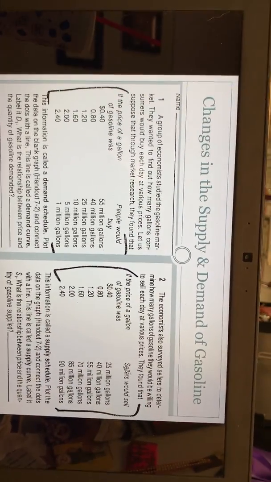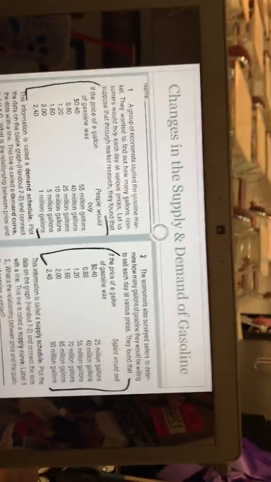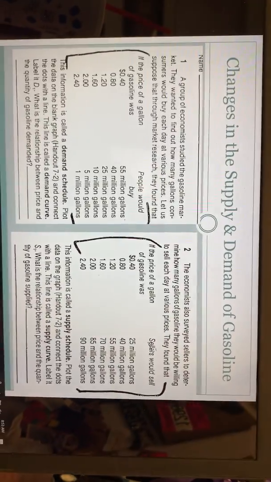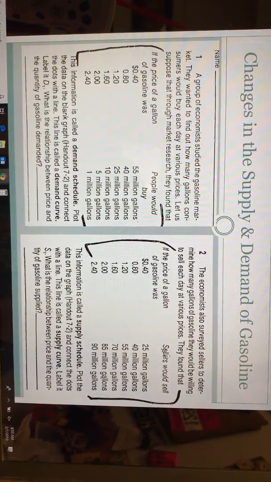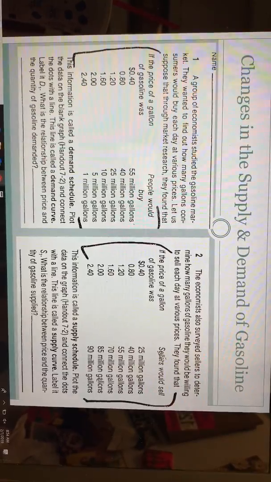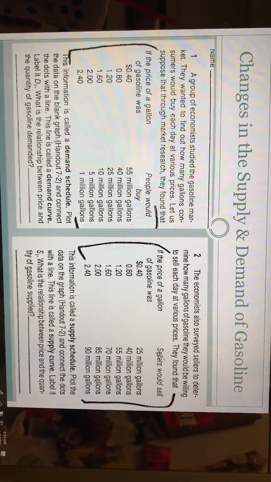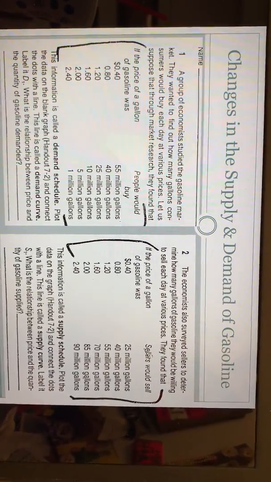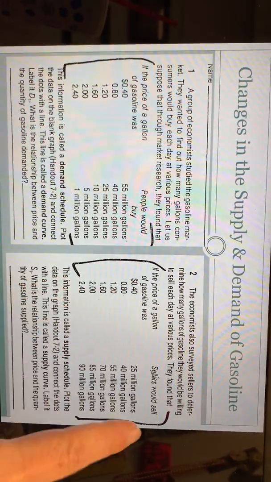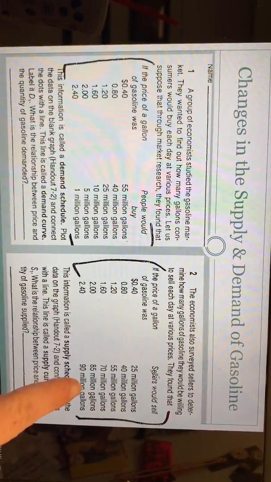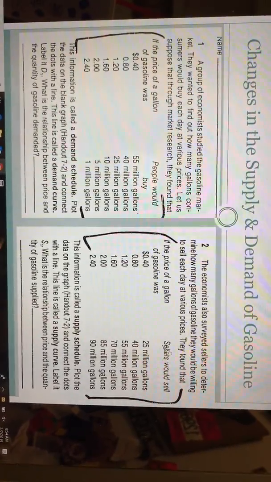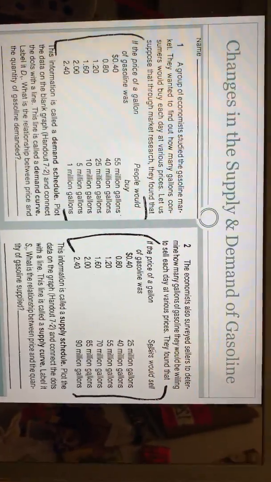Okay, and then you're back. You're going to go to part 2 that says, economists also surveyed sellers to determine how many gallons of gasoline they would be willing to sell at various prices. They found that there's the price of gas on the left, right here, and then here is the supply, okay? This information is called the supply schedule. You're going to plot that data on your graph, on this page.